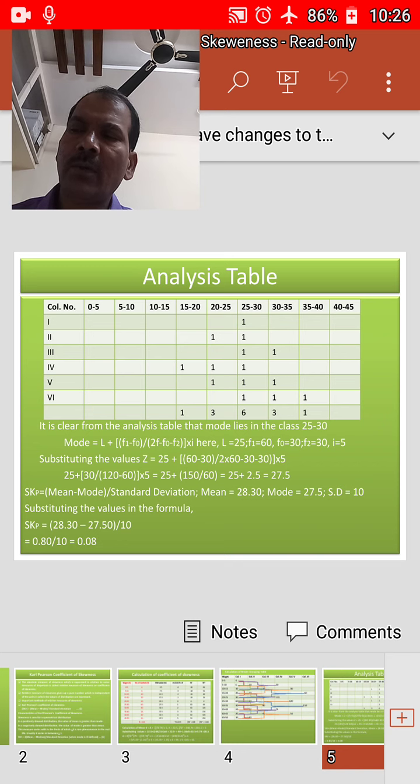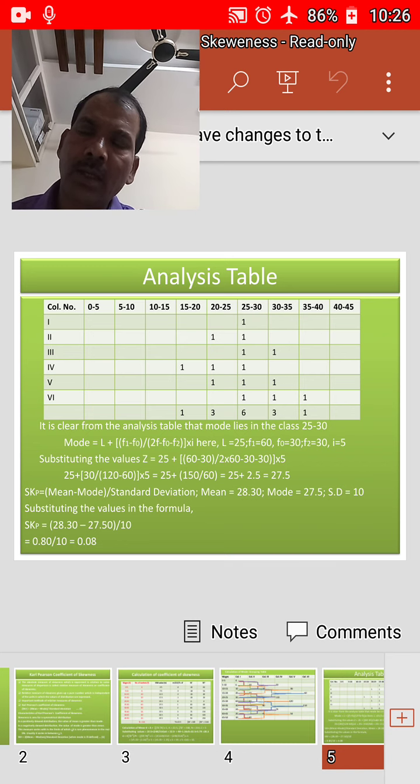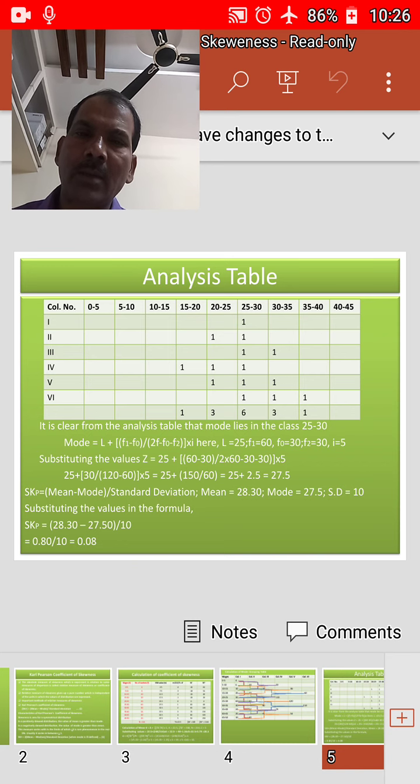Now we use a formula to find the mode, that is mode is equal to L plus f1 minus f0 by 2 f1 minus f0 minus f2 into I, where we know that L is the lower limit of the modal class, that is 25, f1 is 60, that is the frequency of the modal class, f0 is the frequency of the preceding class, and f2 is the frequency of the class after the modal class, that is 30, f0 is 30 and I is equal to 5.